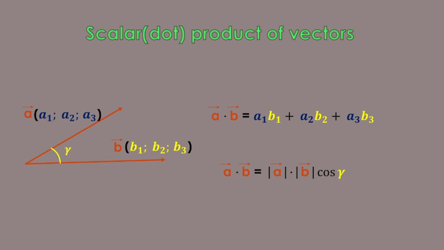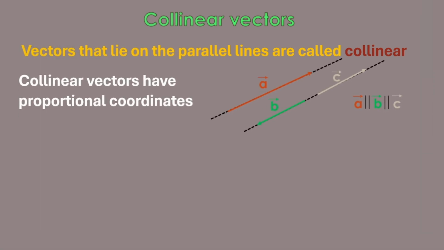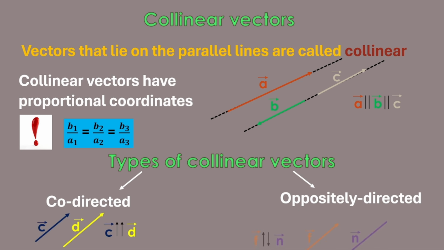Vectors that lie on parallel lines are called collinear. They can be the same length, they can be different lengths, they can have different directions, but they must lie on parallel lines. And even if you see that a green and a white vector lie on the same parallel line, they will still be collinear. Please remember that collinear vectors always have proportional coordinates, and there are certain types of collinear vectors. They can be co-directed, and they can be oppositely directed.